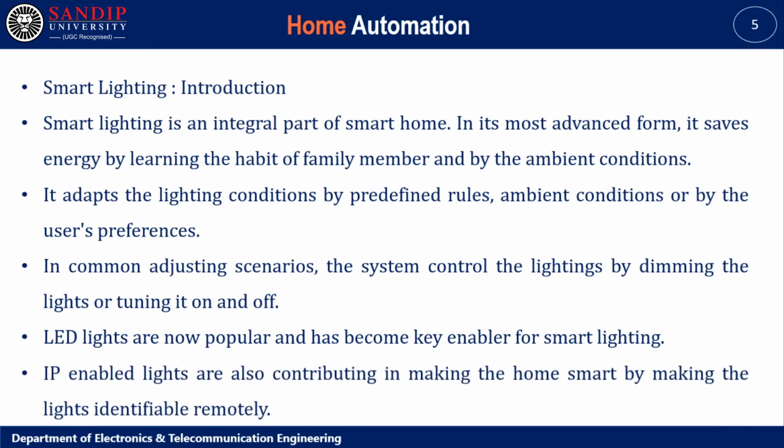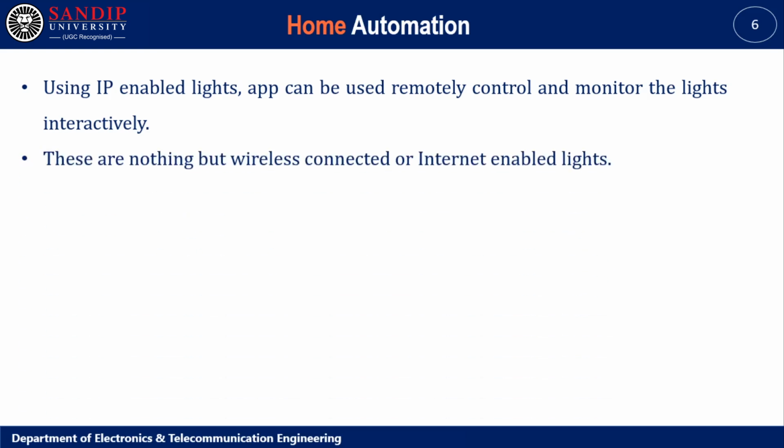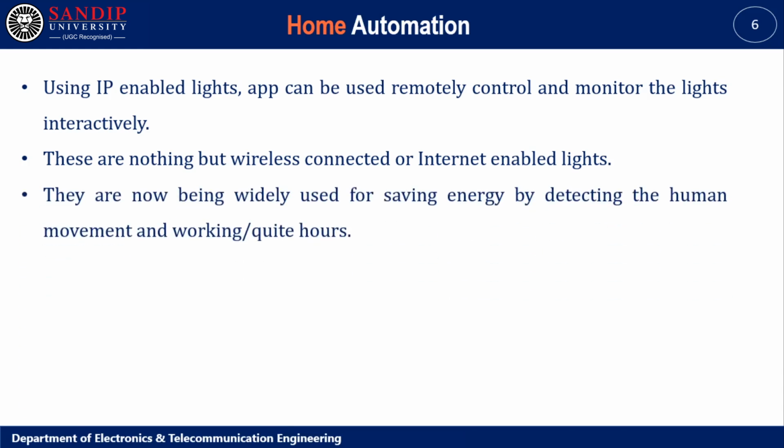IP-enabled lights are also contributing to making the home smart by making the lights identifiable remotely. Using IP-enabled lights, an app can be used to remotely control and monitor the lights interactively. These are nothing but wireless or internet-enabled lights. They are now being widely used for saving energy by detecting human movement and working or quiet hours.